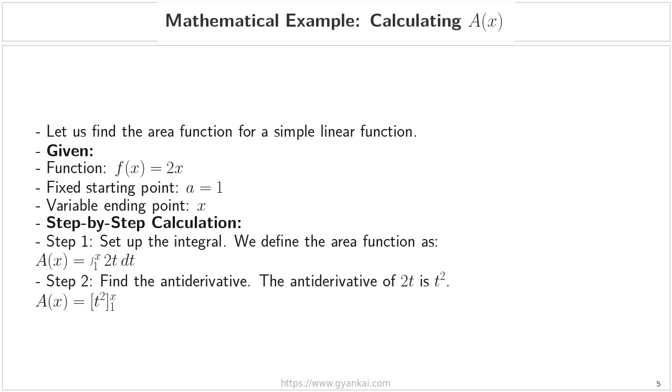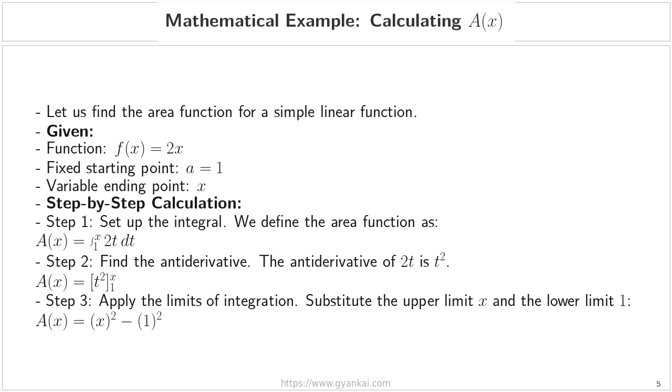Step 2, find the antiderivative. Now we need to find the antiderivative of 2t. The antiderivative of 2t is t squared. So, our area function now becomes A of x equals t squared, evaluated from 1 to x. The square brackets with the limits of integration indicate that we'll be evaluating the antiderivative at those limits.